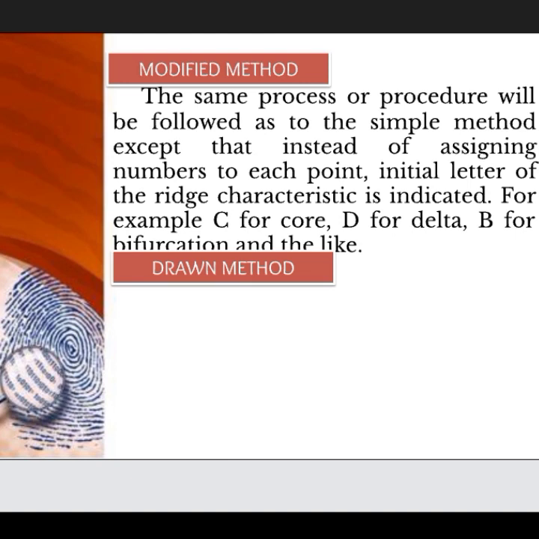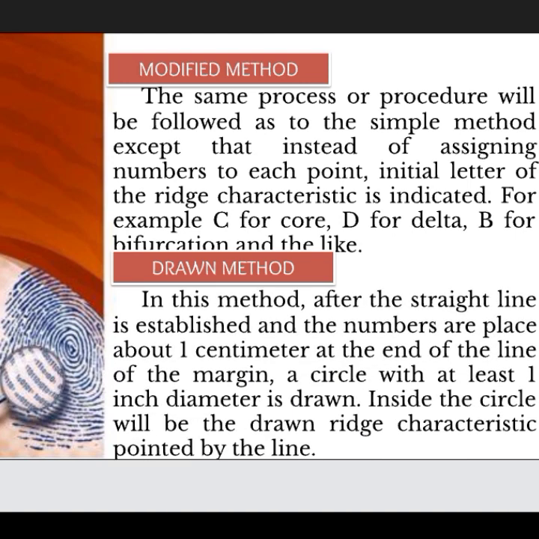C. Drawn method. In this method, after the straight line is established and the numbers are placed about 1 centimeter at the end of the line on the margin, a circle with at least 1 inch diameter is drawn. Inside the circle will be drawn the ridge characteristic pointed by the line.